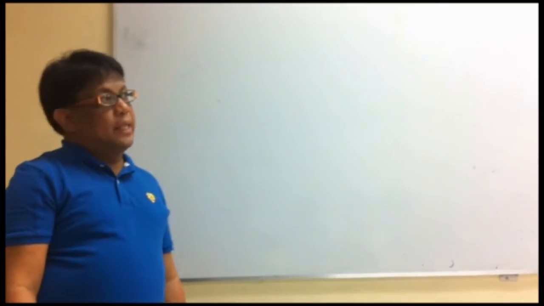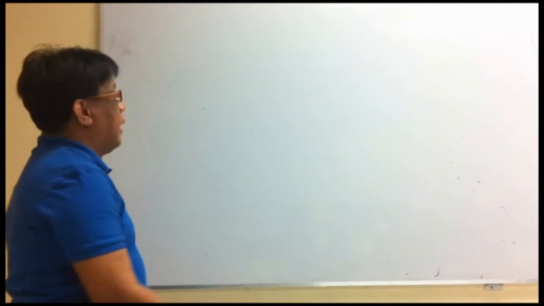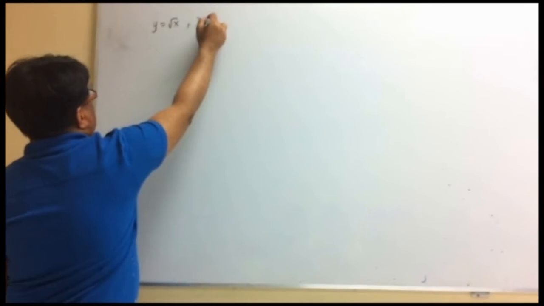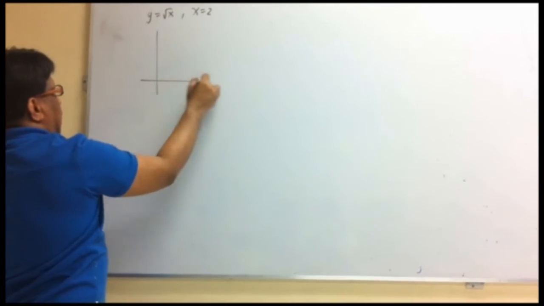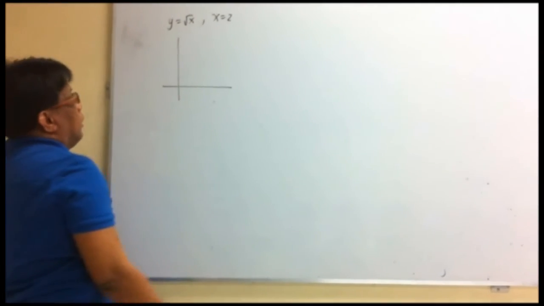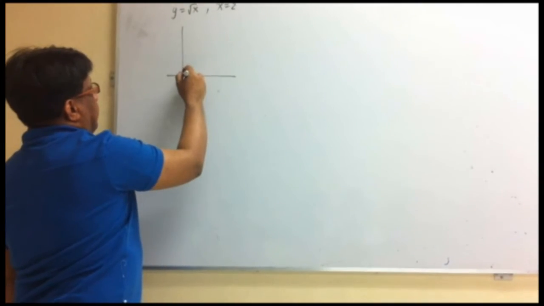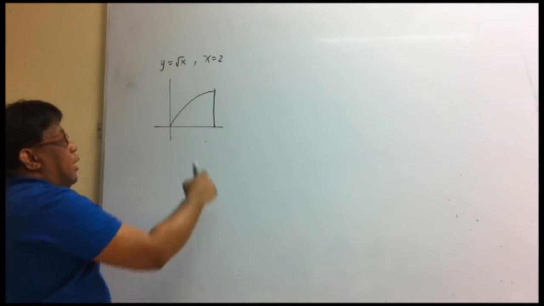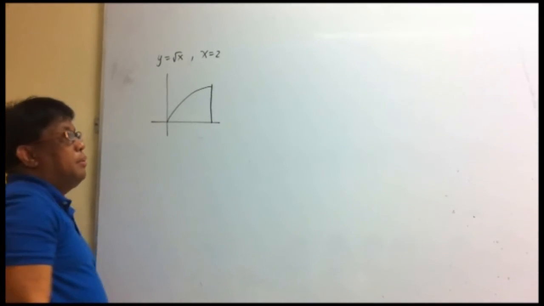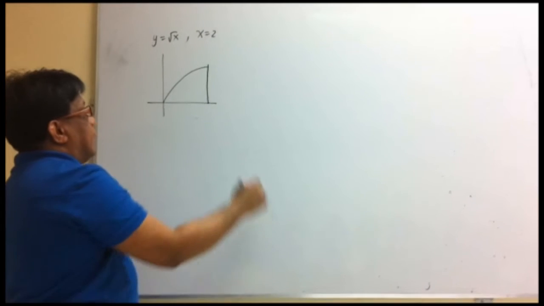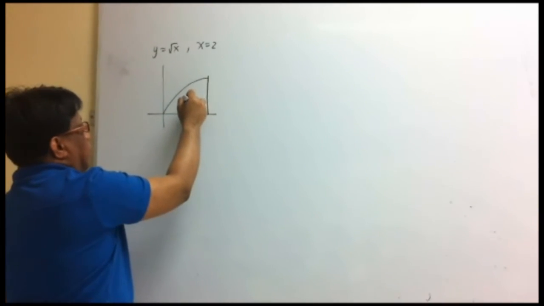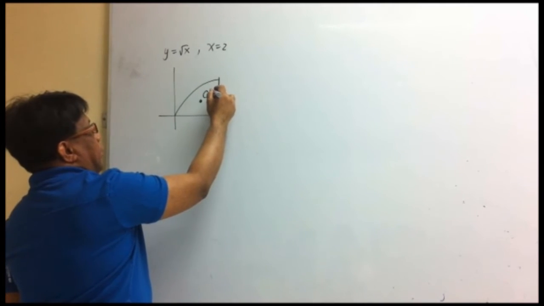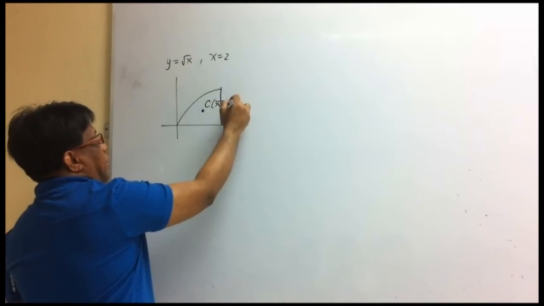Okay, let's now define the centroid of the plane area bounded by y equals square root of x and x equals 2. So let us again graph the region. This is the graph of the region from a while ago. As we have defined centroid to be the point which is located at the center of this plane region, let us now define the value of the centroid in terms of bar x and bar y.